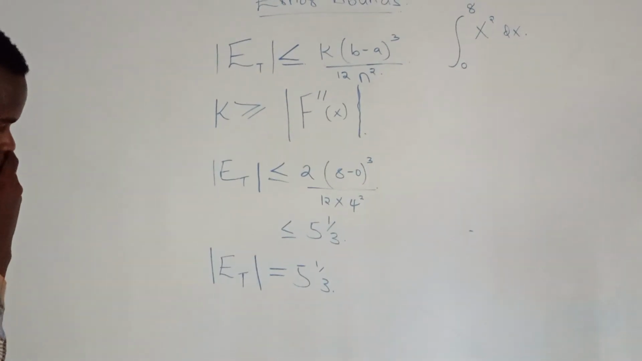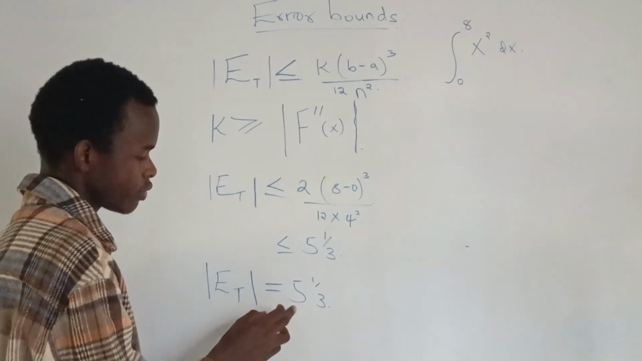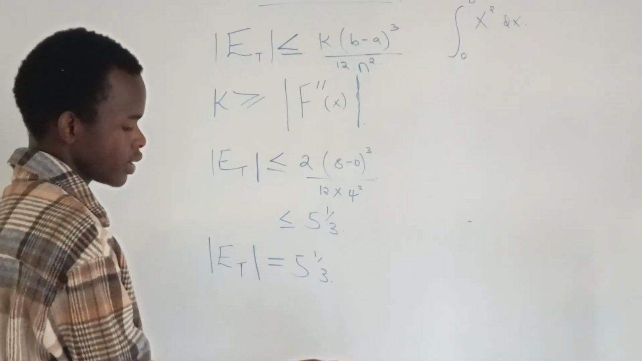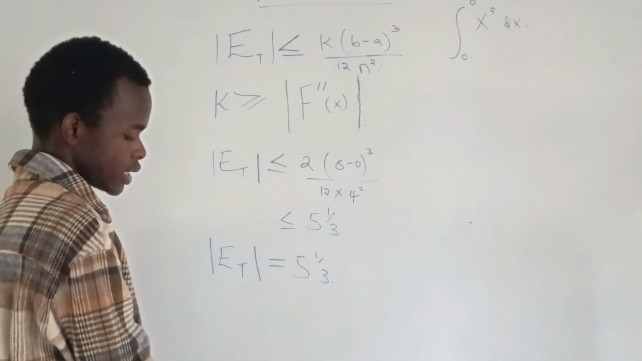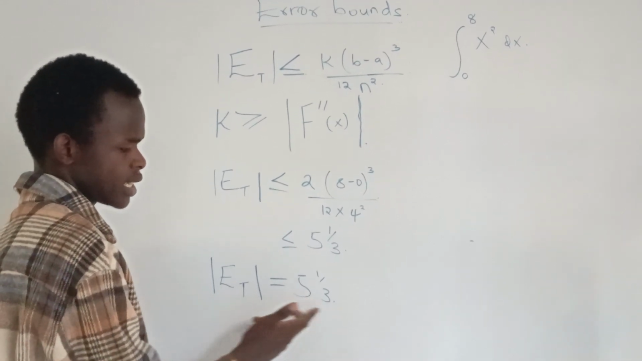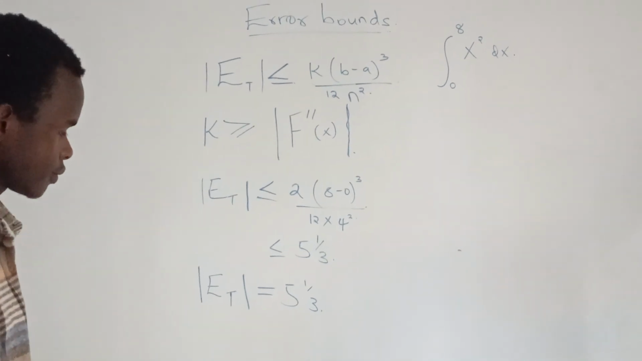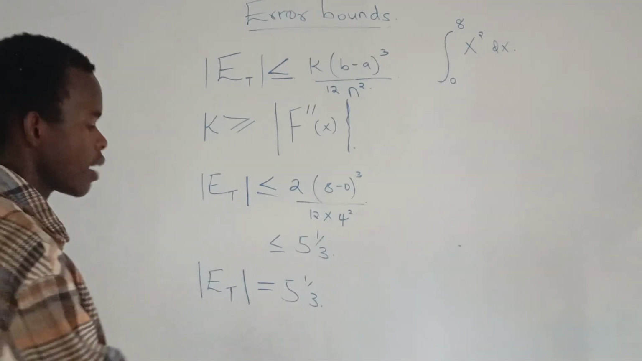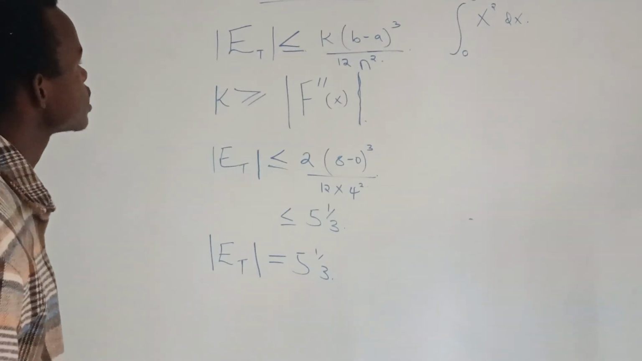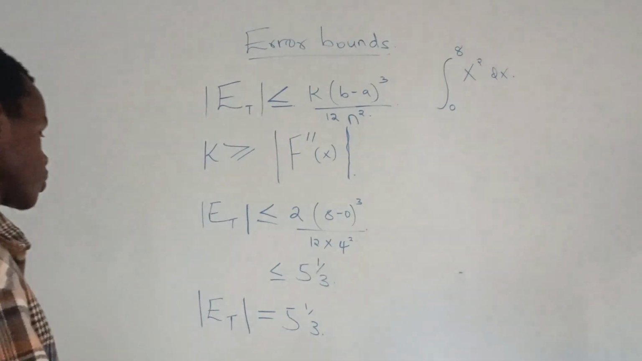So maybe when you're calculating the areas, you find your error after subtracting the approximate area from the exact area, and you find it's greater than this. Automatically you will be wrong. So this is the upper bound error. You are not allowed to exceed this. So that's the last concept on the trapezoidal rule.